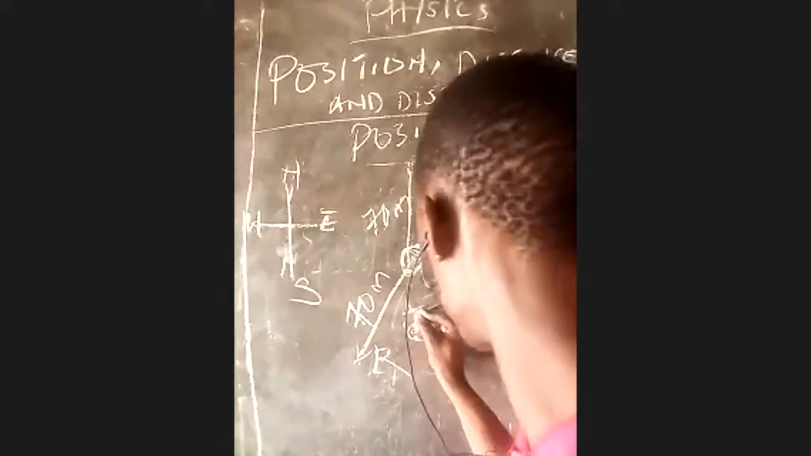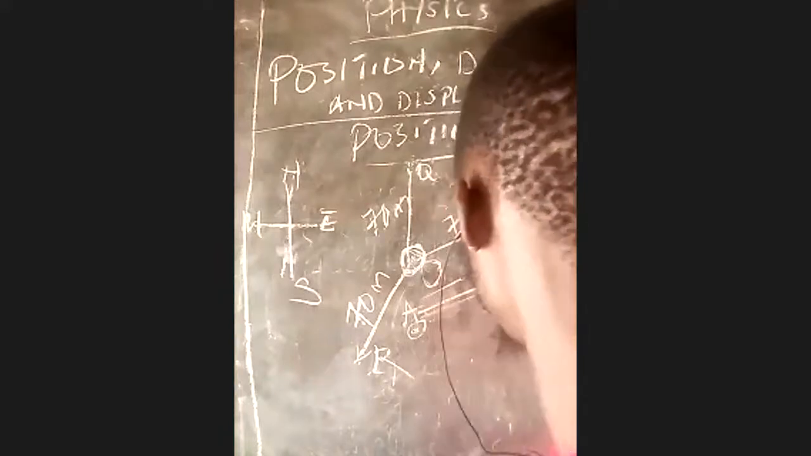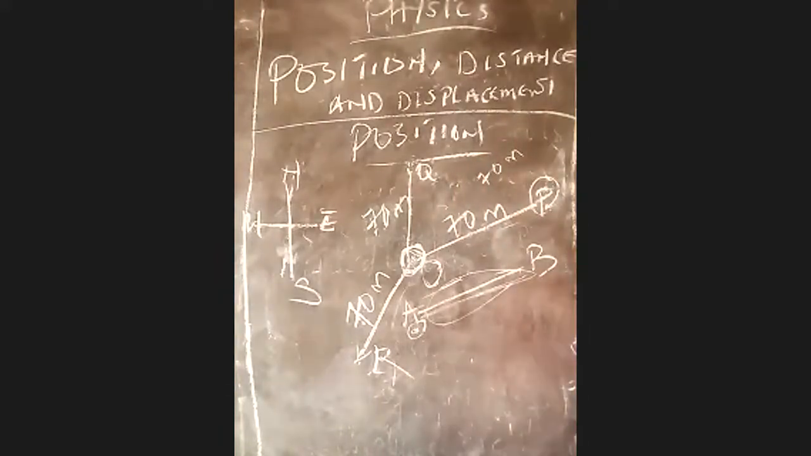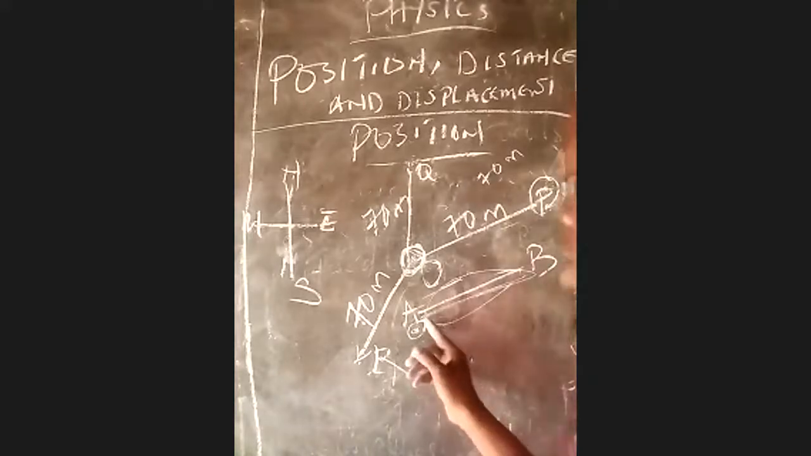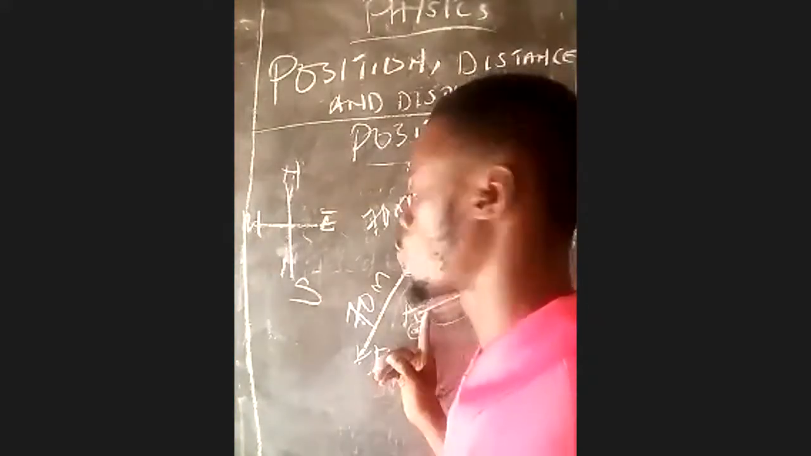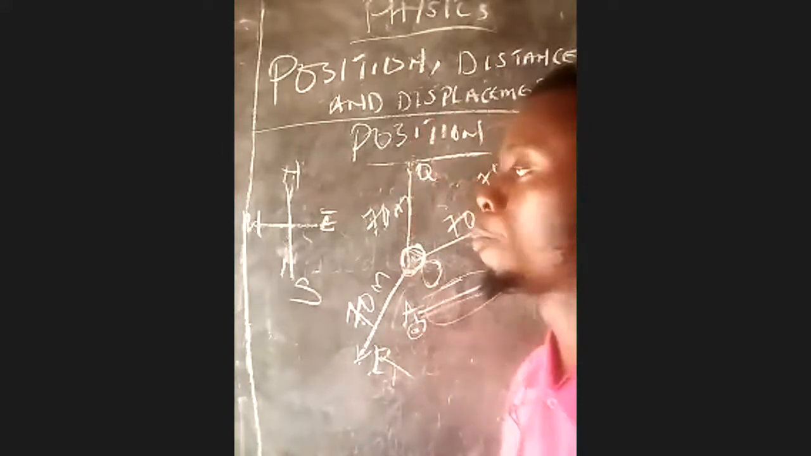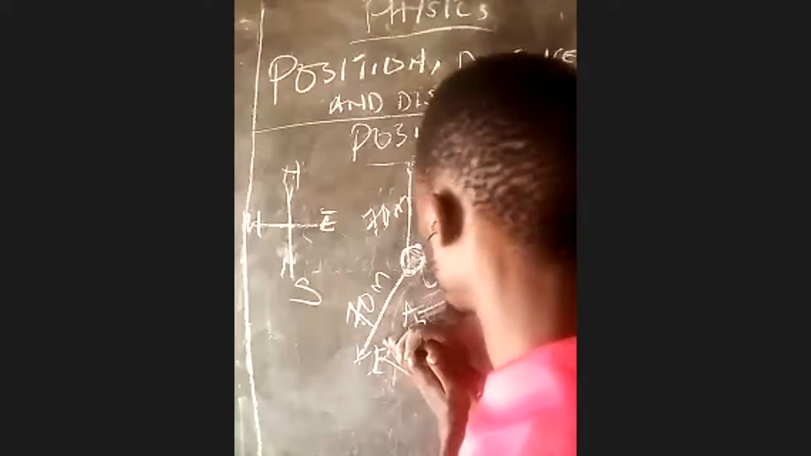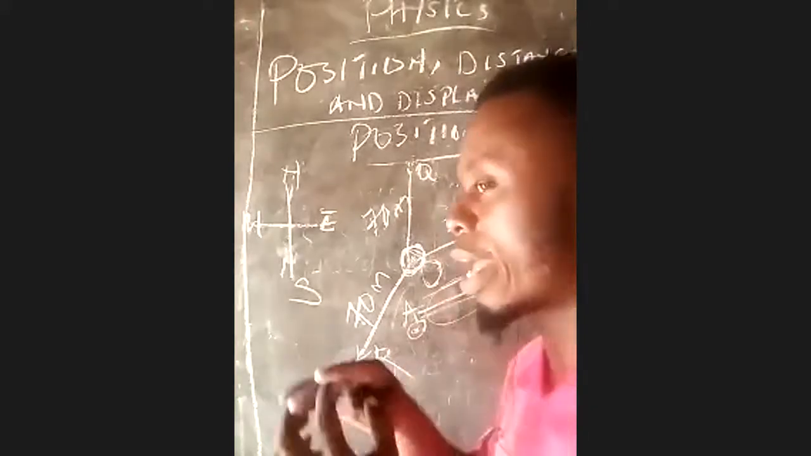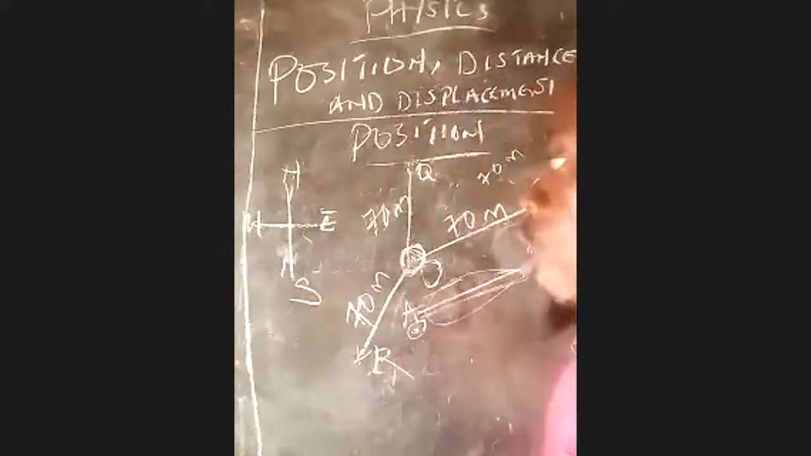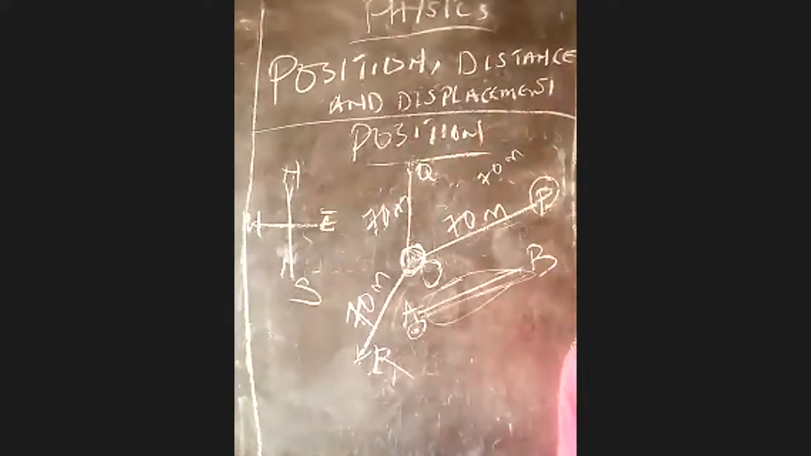Now we can get to measure it through the speed and the time. Because of the speed that the object takes to move from point A to point B, and the time taken by the object to travel from point A to point B, with that, we can get to know the distance that the object covered. So that is distance.